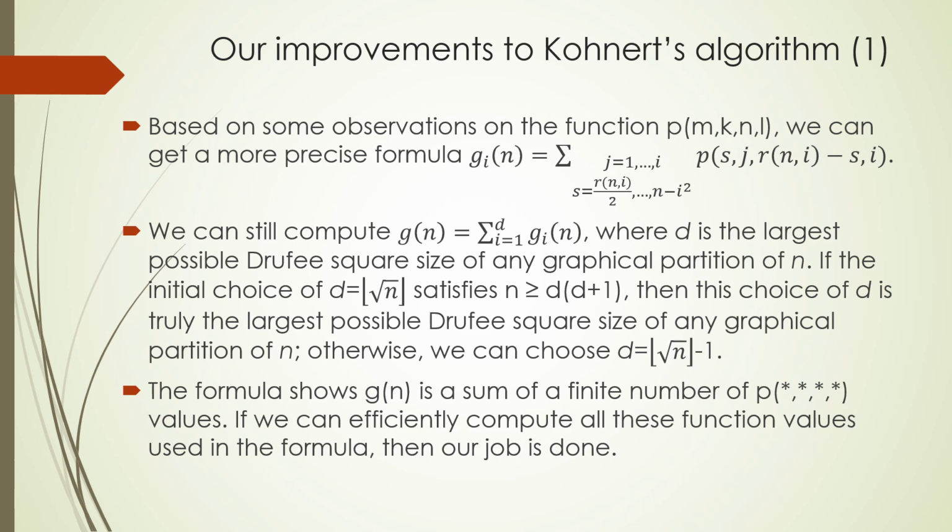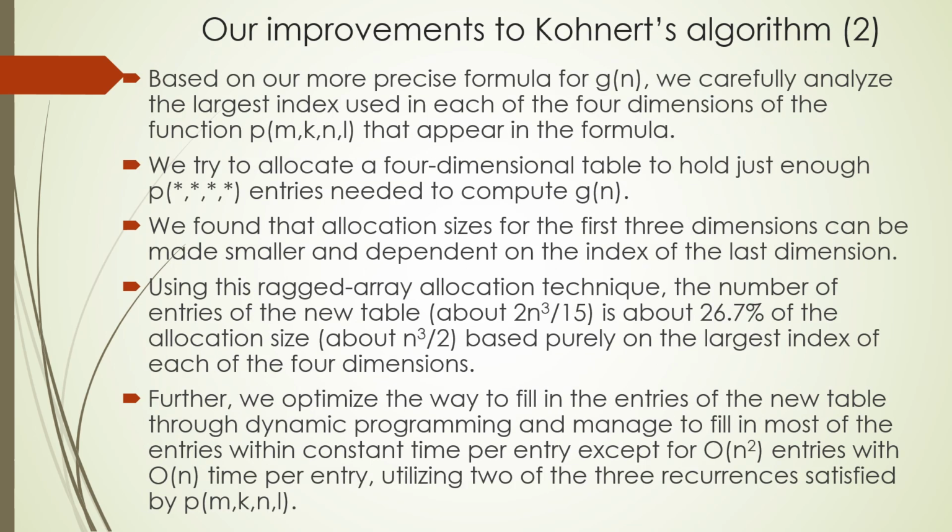So as we said, Gn is just a finite number of these function values. So as long as we can compute these function values, P, M, K, N, L, then our job is done. So how do we do that? We just allocate a 4-dimensional table to hold all these necessary function values. And once we have these entries in the table, then we pick those that are needed to compute the function value Gn from that table. Then we're done. And we carefully analyze how large a table we need to allocate to hold all these needed entries.